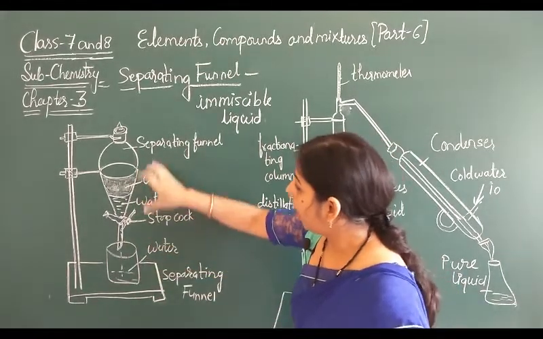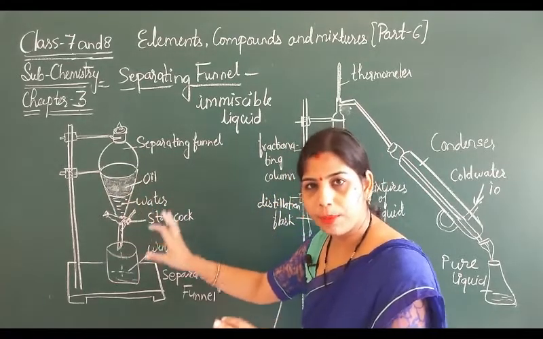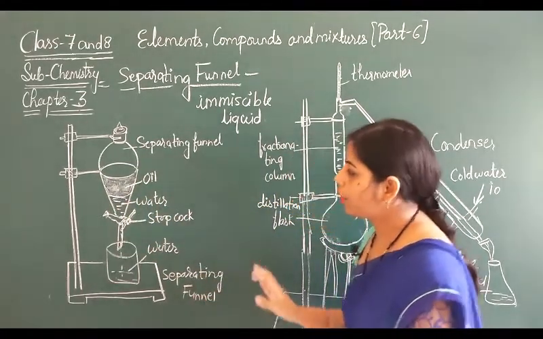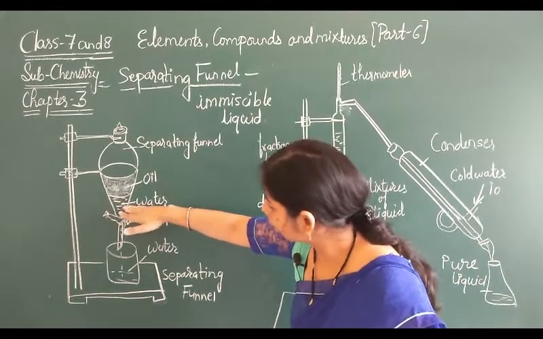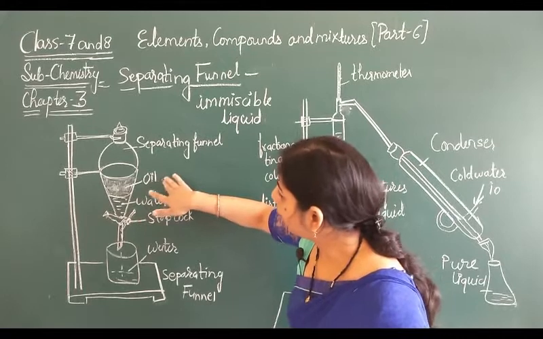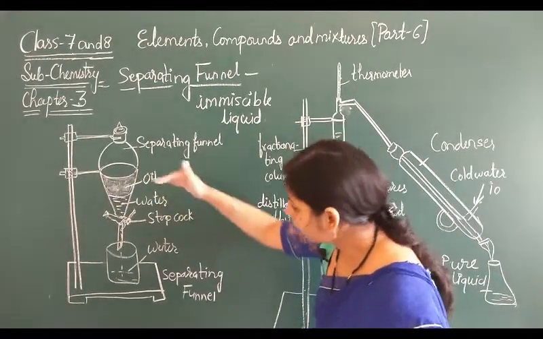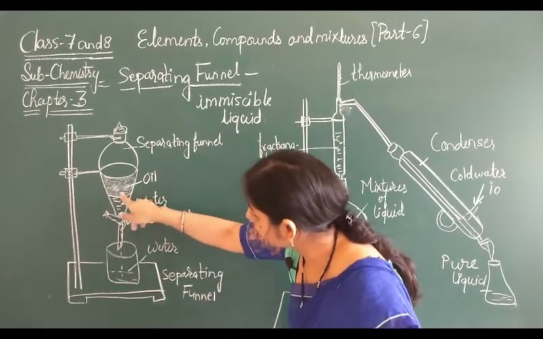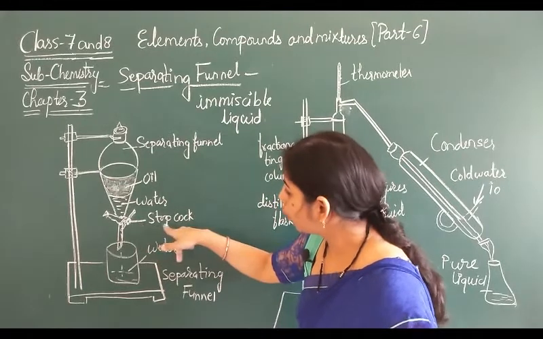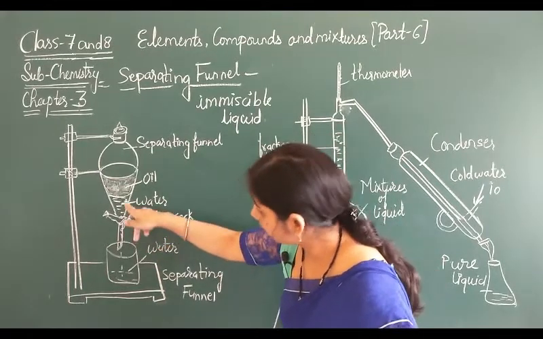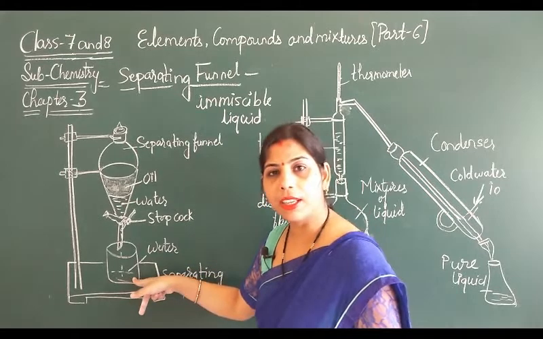Now after putting the mixture in this separating funnel, leave it for some time. After leaving the mixture, what happened? The water, which is heavier, settles at the base of the funnel, and the lighter liquid, that is oil, floats on the surface of the water. When you can see the separation clearly, open the stopcock. When you open the stopcock, the water at the bottom separates and is collected in this beaker.